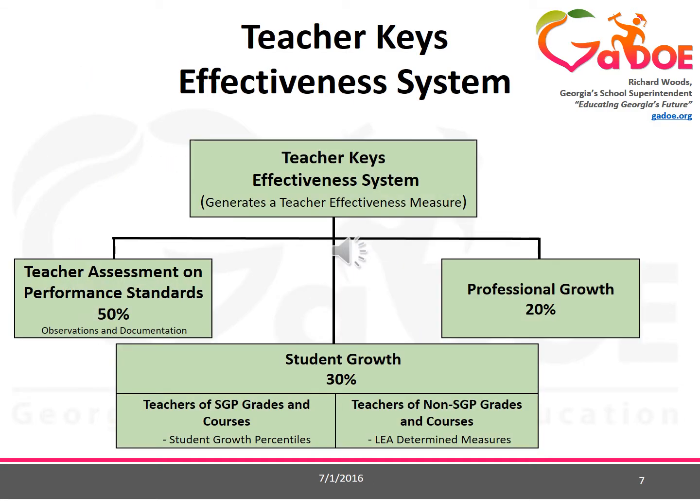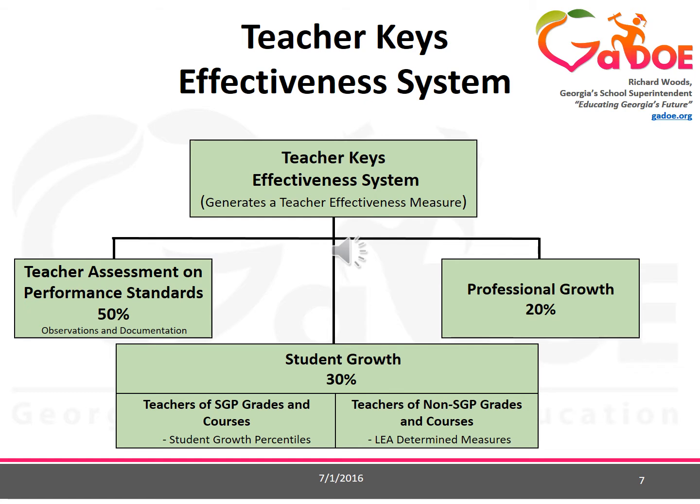There are three parts to the Teacher Keys effectiveness system overall. First is the teacher assessment on performance standards, those classroom observations. That piece of the observation counts 50%. Then there's the professional growth piece. That piece counts 20%, and that professional growth is tied to your goals. And then there's the student growth piece. How do students perform? How do they grow based on your instruction?